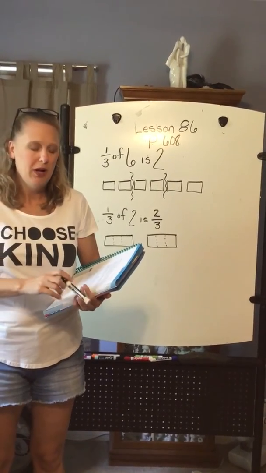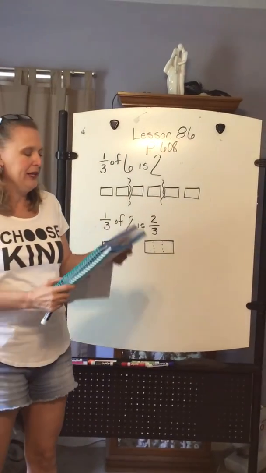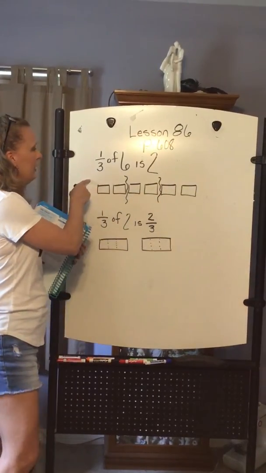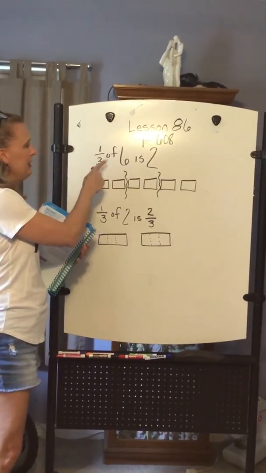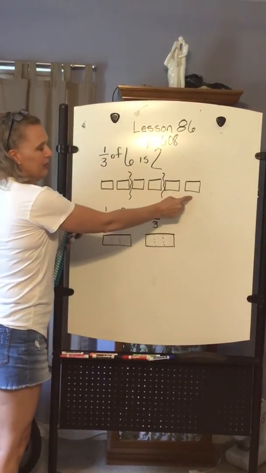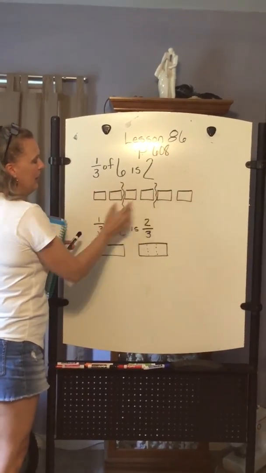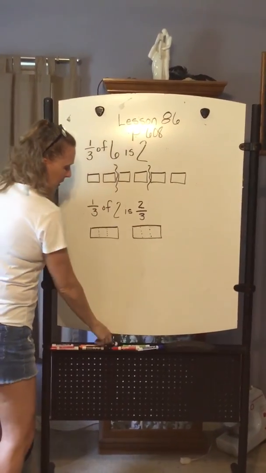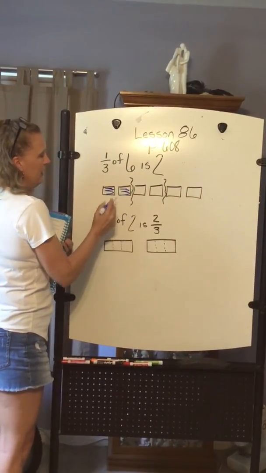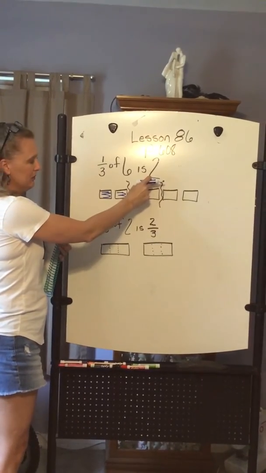All right, so lesson 86, we are going to be multiplying fractions and whole numbers. So here in the book, we have 1/3 of 6 is 2. What they're saying is if I have 6 squares and I cut them into groups of 3, one of those groups of 3 has 2 whole squares in them. So 1/3 of 6 equals 2 squares.